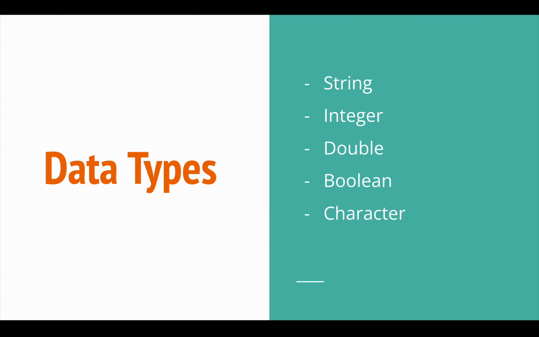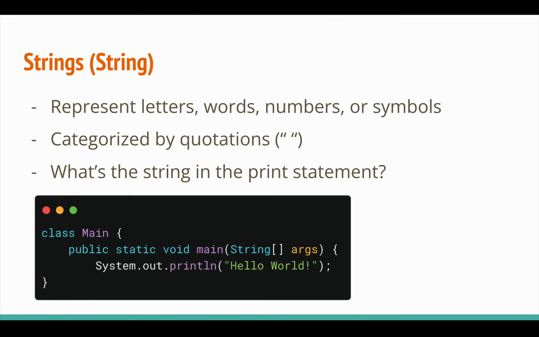Okay, on to data types. So we'll be covering 5 different data types: string, integer, double, boolean, and character. First, we have strings, and they represent letters, words, numbers, or symbols. Strings are categorized by quotations, so the double quotation marks over here. And as an example, what do you think the string is in this print statement that we have seen in the previous slides? It is hello world because it is wrapped around these double quotes.